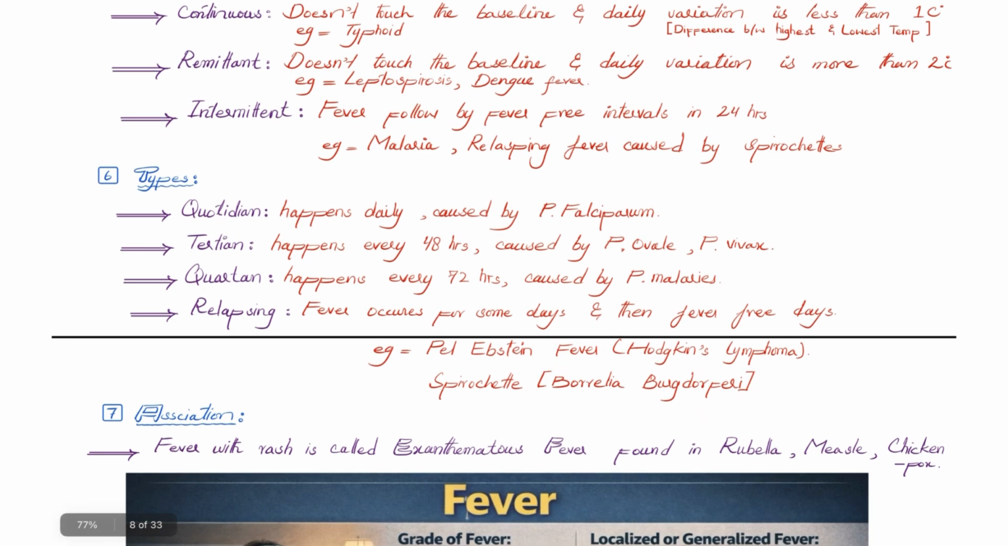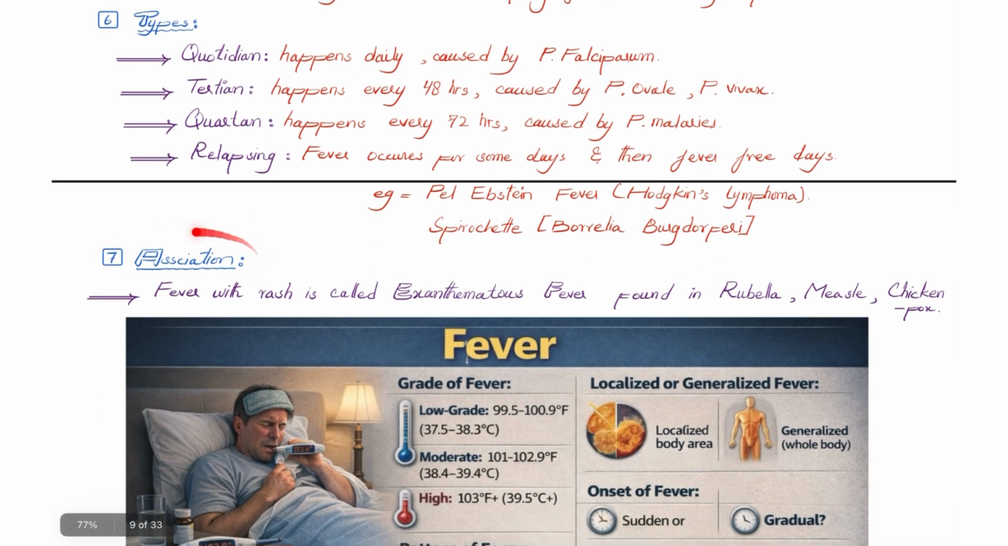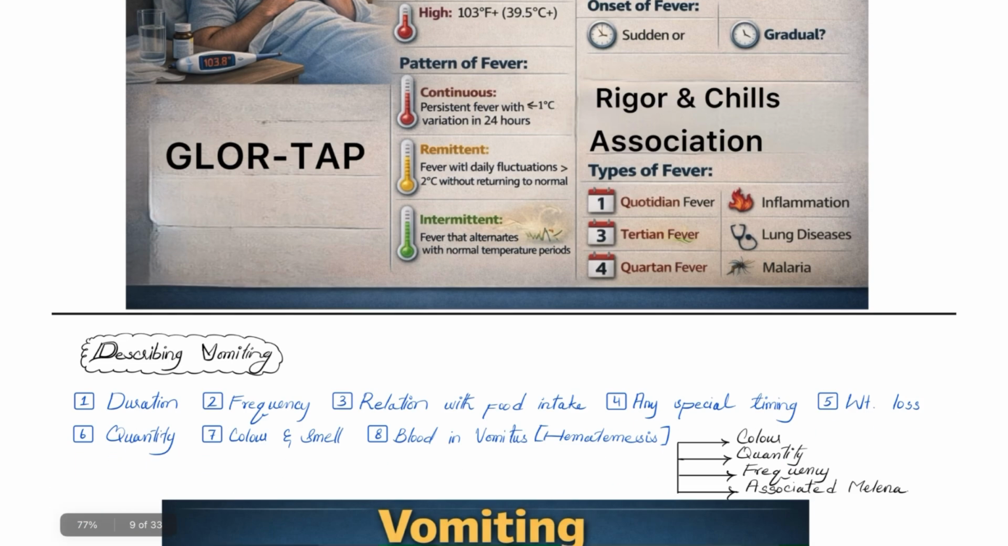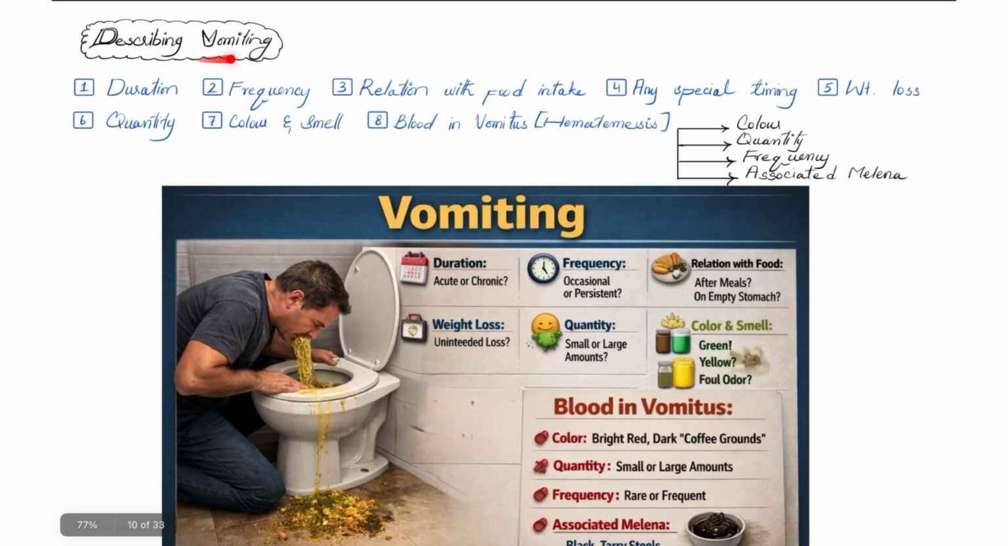Then associated symptoms. If fever occurs with rash, this is called exanthematous fever. And this exanthematous fever occurs in rubella, measles, and chickenpox. The summary of the description of fever is shown in this picture. Now let's describe vomiting, or emesis. In medical terms, it is called emesis.